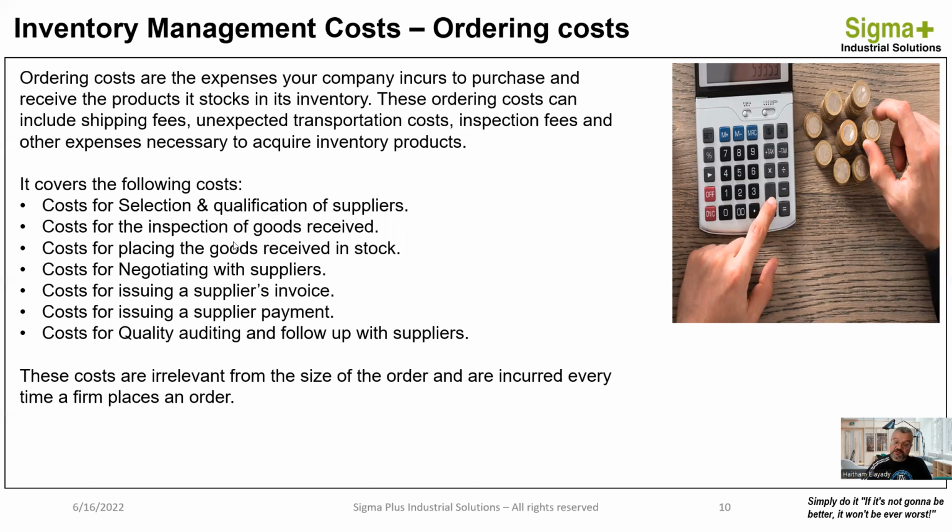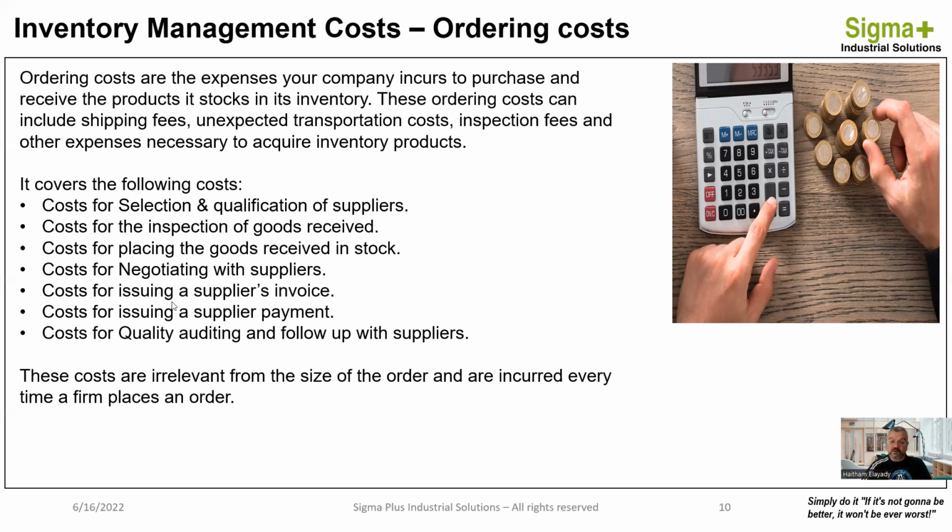The cost of inspecting the goods before receiving them in the warehouses. So indeed, you need to make a quality inspection plan to verify the quality of the goods before they enter the warehouses. Okay, the cost of negotiation with the suppliers. This needs time and needs negotiation skills from the SCM team.